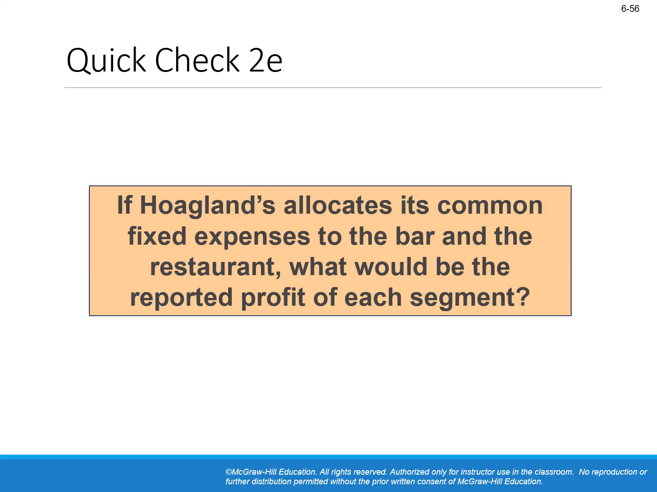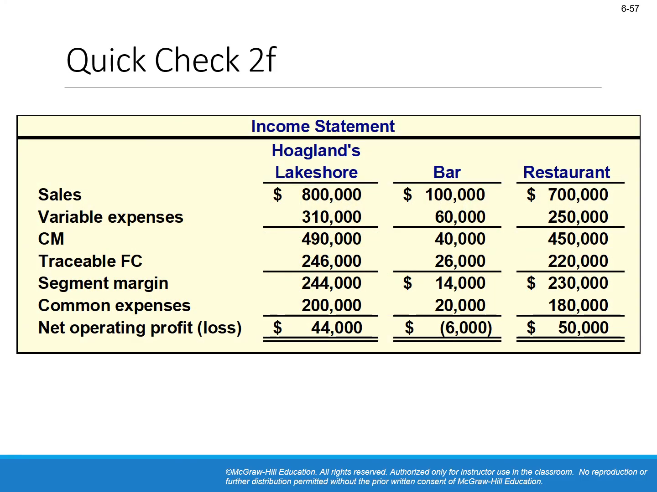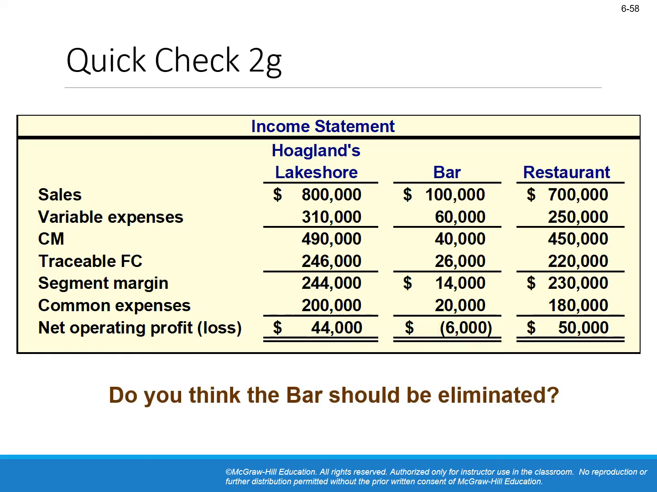If the company allocates its common fixed expenses to the bar and the restaurant, what would be the reported profit of each of them? So now it shows that if you allocate these $200,000 based on area to the bar and the restaurant, it shows that the bar is yielding a loss of $6,000 while the restaurant is still profitable, and of course the whole company is still profitable. Now the following question would be, logically, should the bar be eliminated? Exactly.